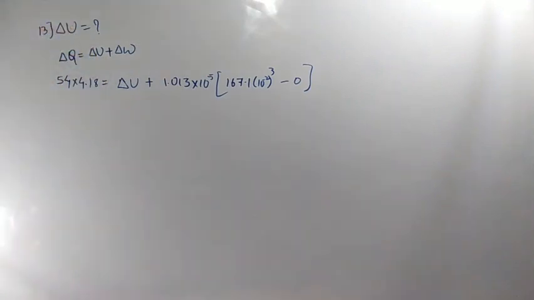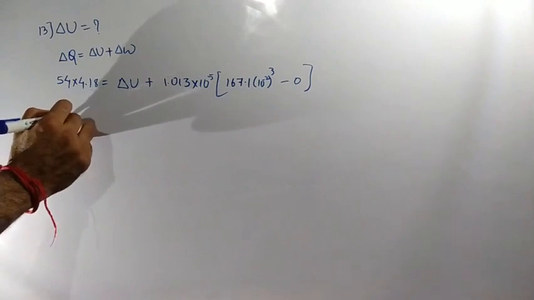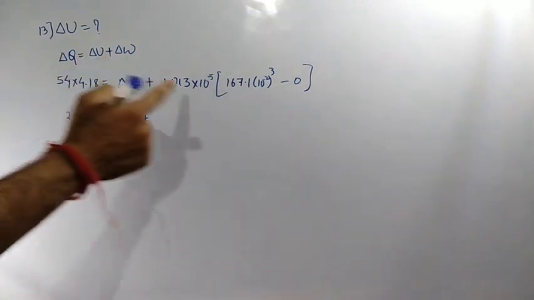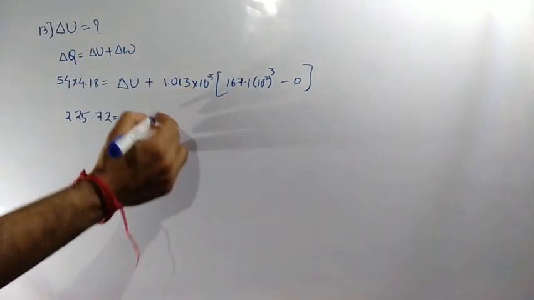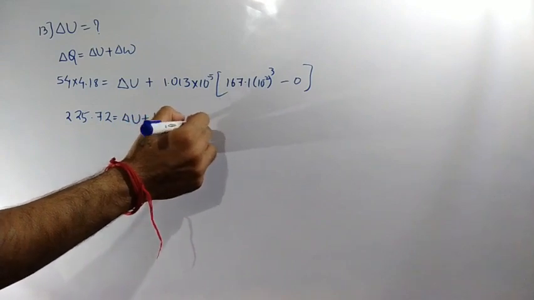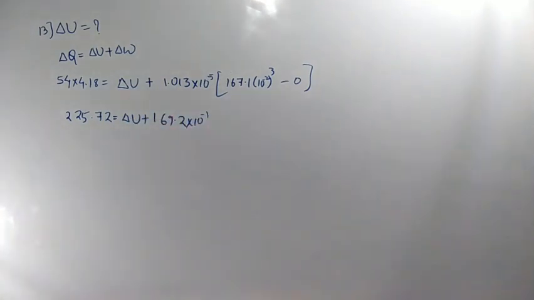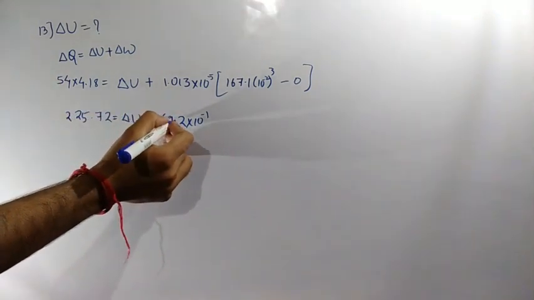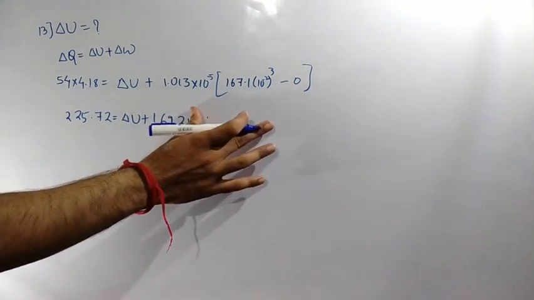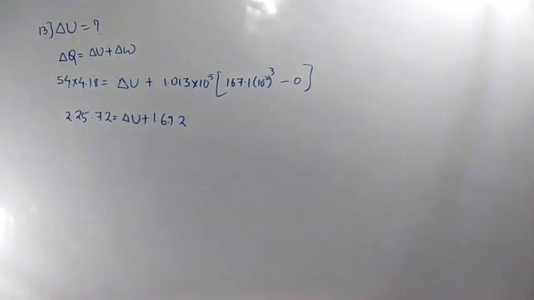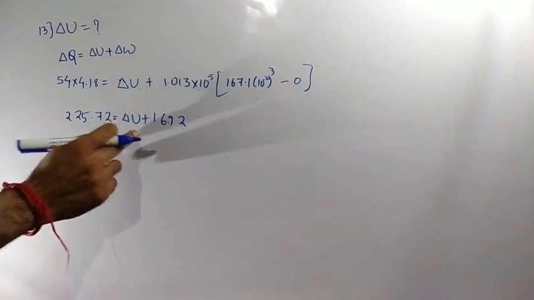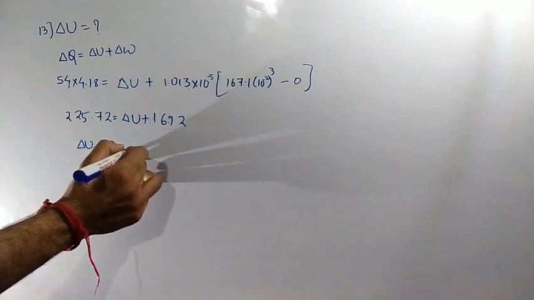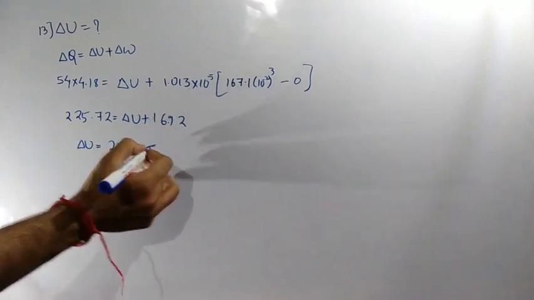Shall I calculate over here? This value you are going to get: 225.72 is equal to delta U plus, if you calculate all these, you are going to get 169.2 into 10 to the power of -1. I can change this decimal here, 16.92. Now delta U is nothing but 225.72 minus 16.92, so the value we get is 208.8 joules.